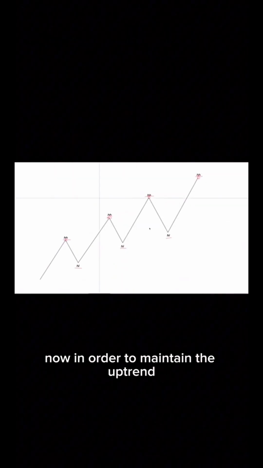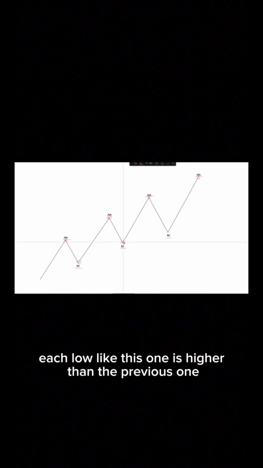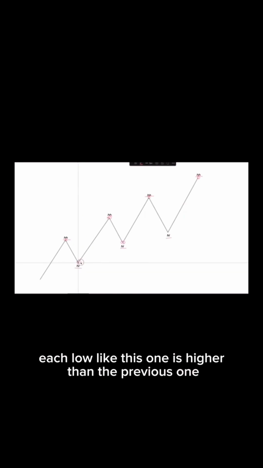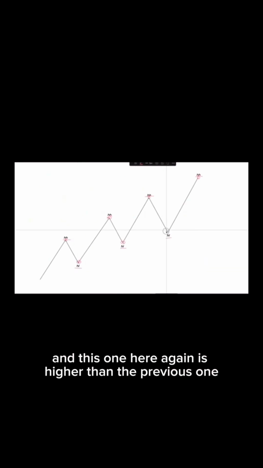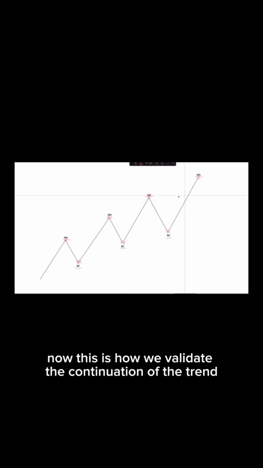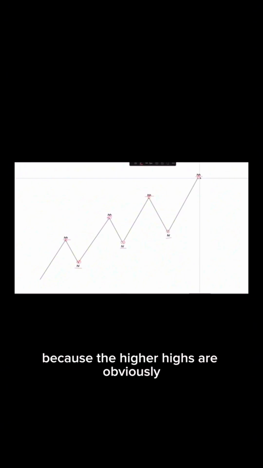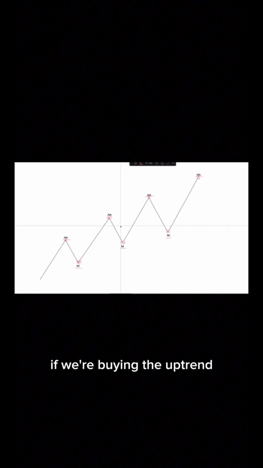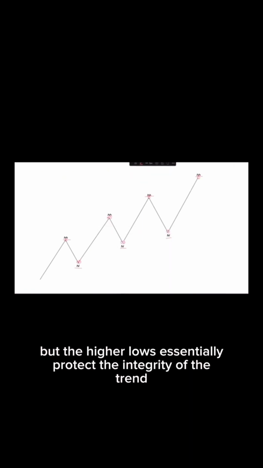Now, in order to maintain the uptrend, we also have higher lows, and this is showing that in the price structure, each low like this one is higher than the previous one. And this one here again is higher than the previous one. This is how we validate the continuation of the trend, because the higher highs are obviously what leads us into profitable moves if we're buying the uptrend. But the higher lows essentially protect the integrity of the trend.